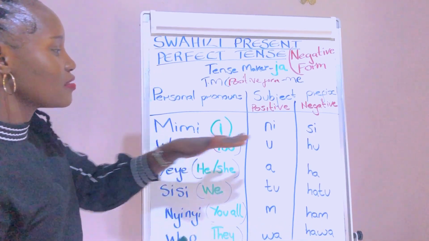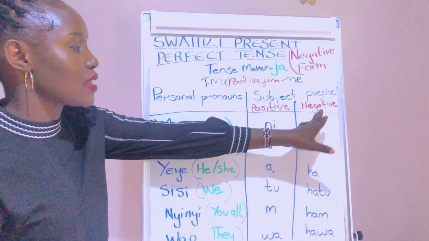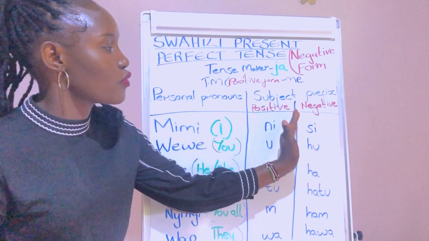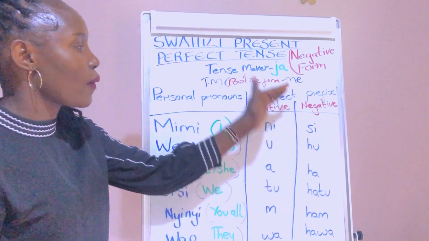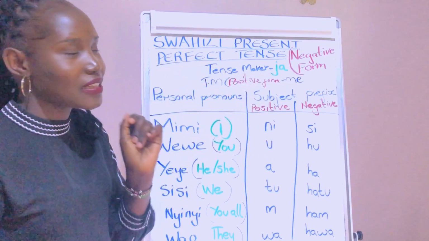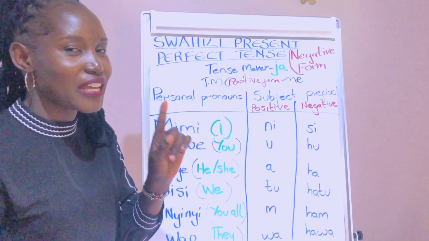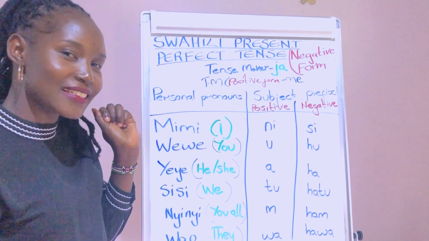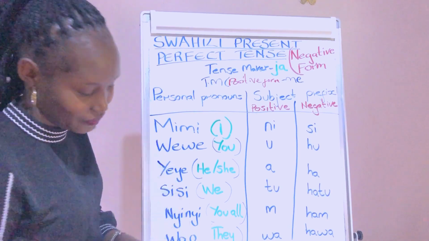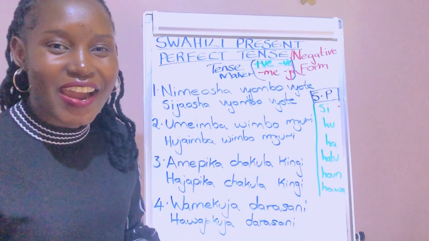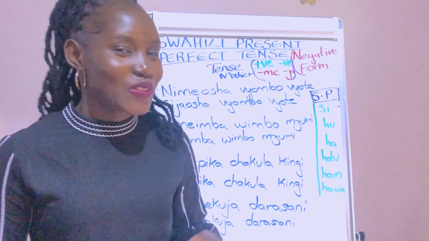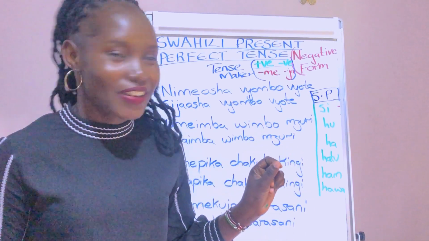So kindly, you can write these ones aside because these are the ones we are going to use, the subject prefix in negative form together with our tense marker, to construct our present perfect tense sentence. Let's do this. Alright, I think now we are okay, and so we can go ahead to our sentence construction.